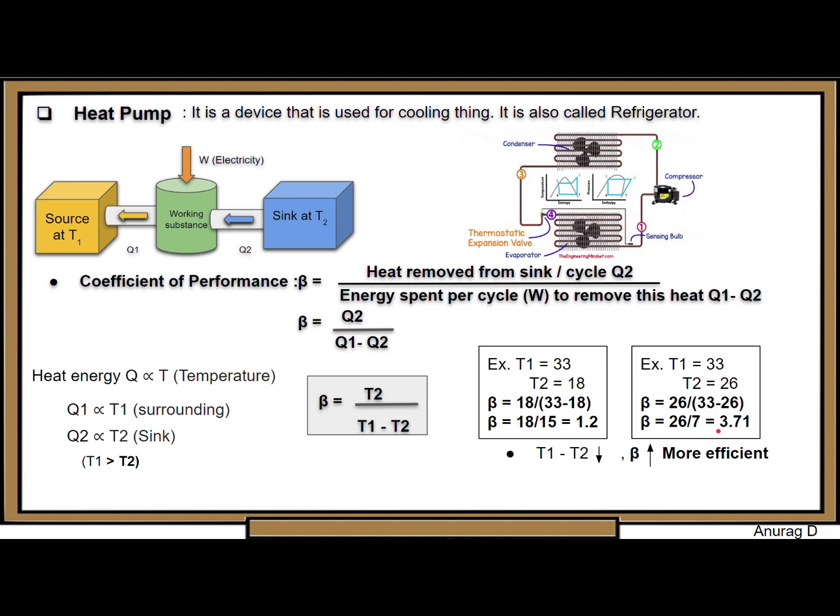So we can say that if the temperature difference between the surrounding and the inner environment is less, our AC or refrigerator will be more efficient. Whereas if the temperature difference between the surrounding and inside the refrigerator or room is greater, the AC or refrigerator will be less efficient.